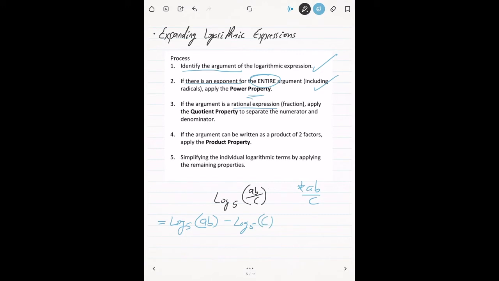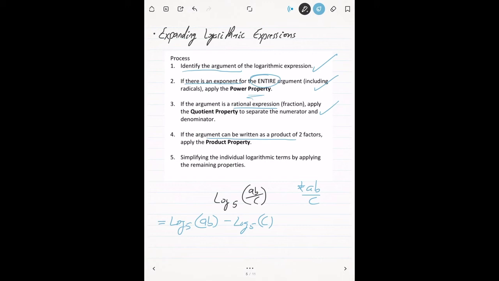Okay, we had the property that said if you have a division in the argument, that's the same thing as subtracting the numerator as a logarithm and the denominator. So we've separated that, so this step is set. If the argument can be written as a product, if you have two things multiplied together in your argument, use the product property. Separate them using addition.